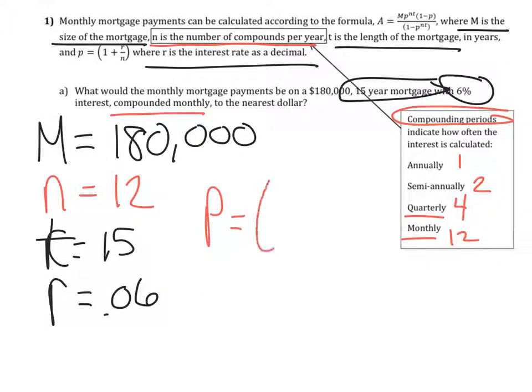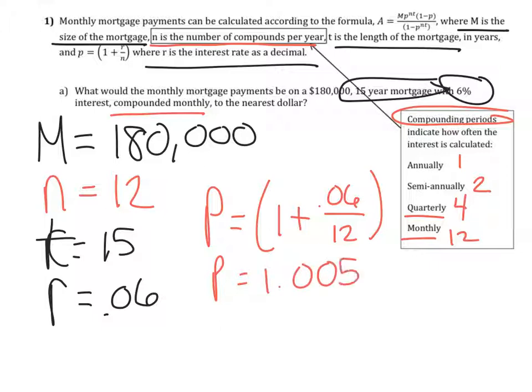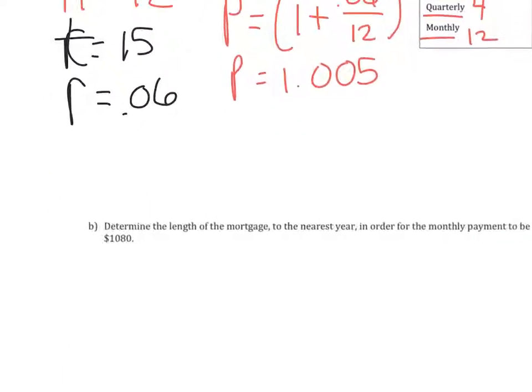So P equals 1 plus the R, which is 0.06, divided by the N, which is 12. And I'm going to calculate that. So in my calculator, 1 plus 0.06 divided by 12, I get 1.005. Whew. So these are not easy questions, and they'll probably be like a 4-point question or a 6-point question. But anyways, now that I have all the players, I'm going to plug them into that formula that was given.